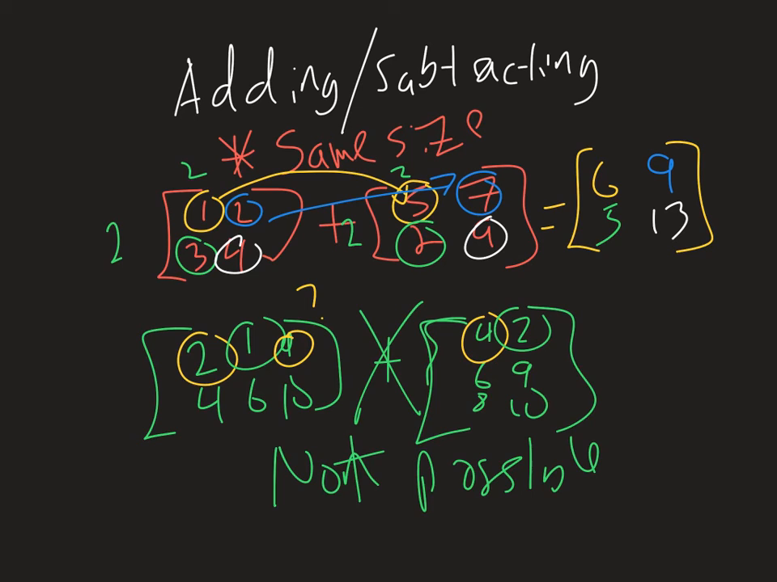So they must be the same size, and then we can add, and we can even subtract, and it would be the same sort of thing. Instead of adding, we'd be subtracting. So we can add matrices, we can subtract matrices, but they have to be the same size in order to do so.